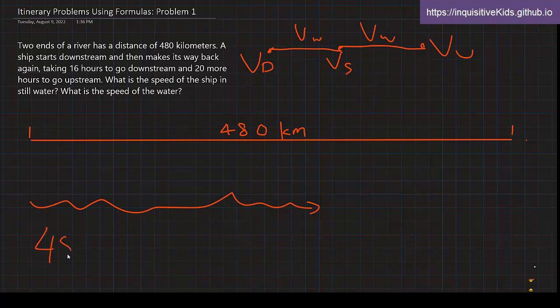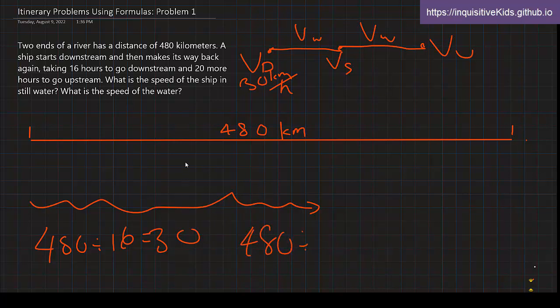So 480 divided by 16. That gives you 30. So the downstream speed would be 30 kilometers per hour. Okay, and the upstream speed we also divide. So 480 divided by the time it took, which is 20, and we get 24. So the upstream speed would be 24 kilometers per hour.